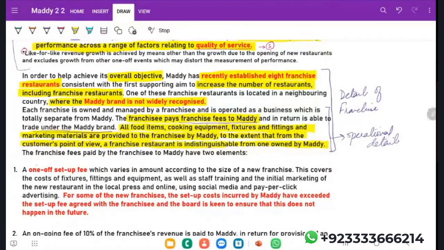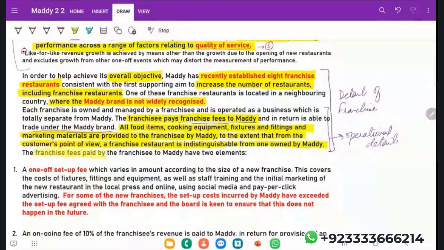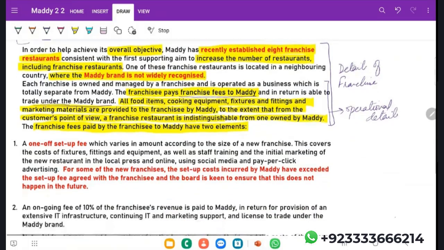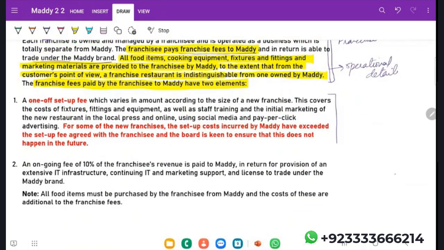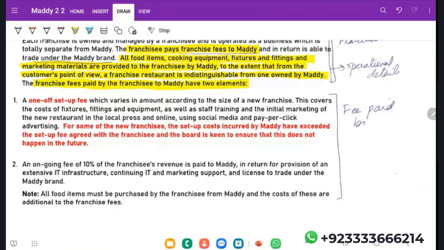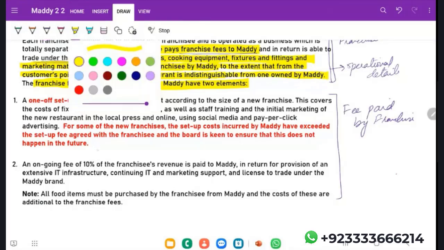Now, the franchise fee paid by the franchisee to Medi has two elements. So now what they are trying to explain is the fee which is paid by the franchise, right? So now they are moving towards that direction. So it's a completely different discussion, but again, you have to understand what they are saying so that we can try to report in case we figure out something fishy.